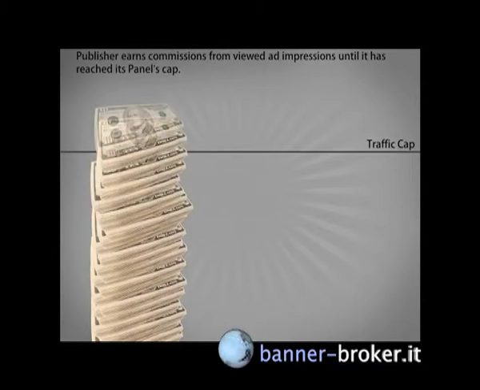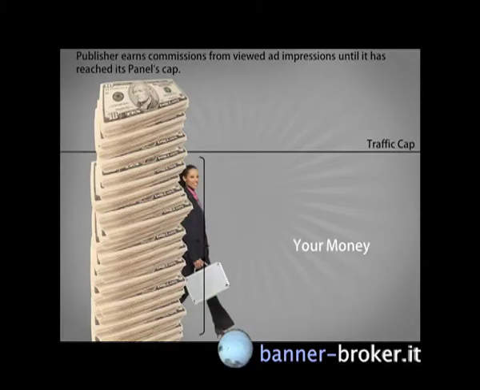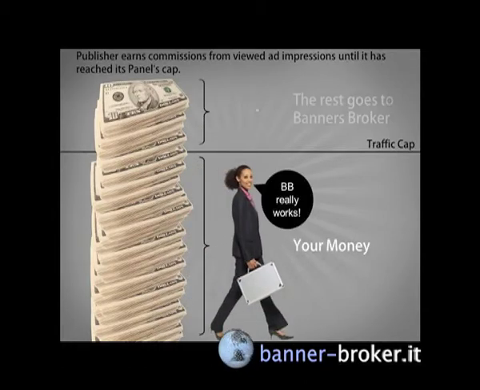But you notice something. The money keeps going even past the traffic cap. The commissions earned below, up to the traffic cap, is your money. Right? And that's what you see in your back office. You see the commission column and the total commissions earned. That's your money. Whether you're using it to buy additional advertising or you're sending it to your e-wallet, that's your money. But you notice above the traffic cap, that's Banner's Broker's money.